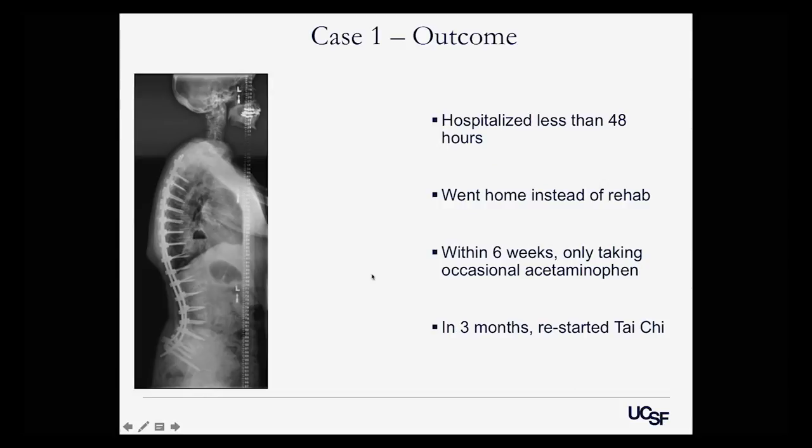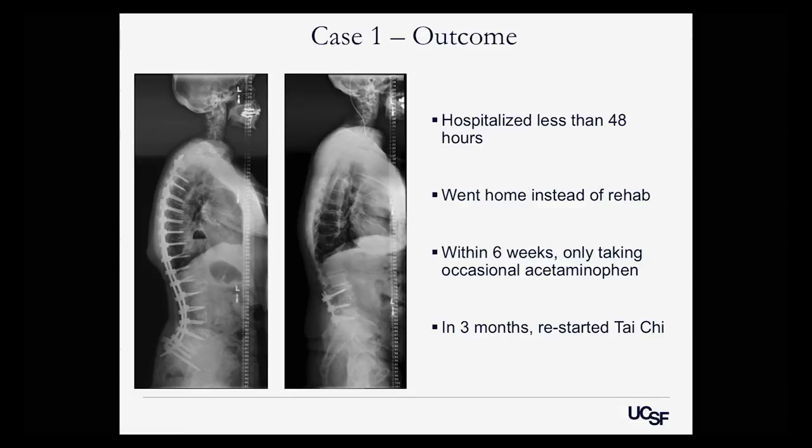Instead of getting this operation, using these CT-guided transforaminal epidural steroid injections or precision diagnostics, this patient ended up with a much, much smaller operation, just focused at those two levels where he needed surgery. In this case, he was hospitalized less than 48 hours. He went home instead of to rehab. And within 6 weeks, his pain was controlled just on acetaminophen or Tylenol. In 3 months, he was back doing Tai Chi, which he liked to do.